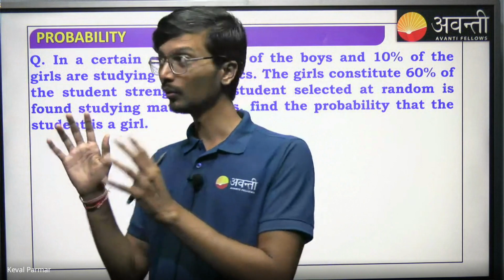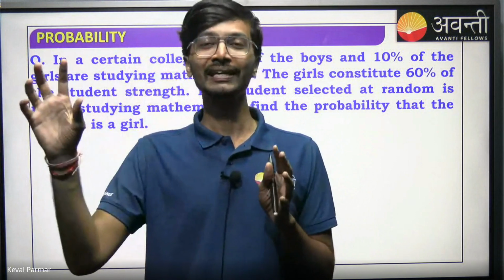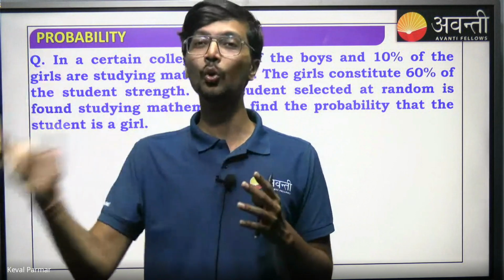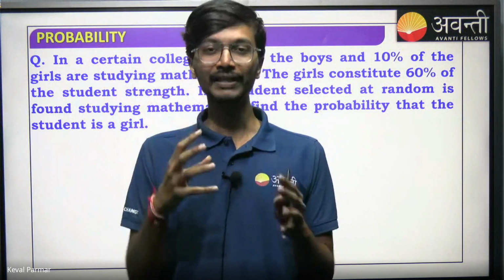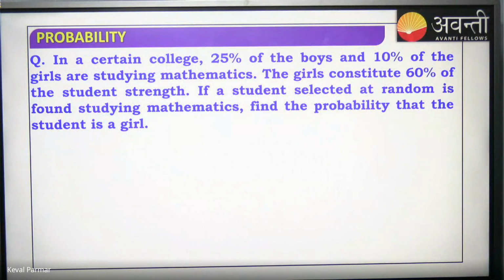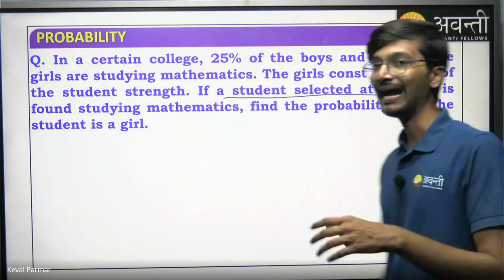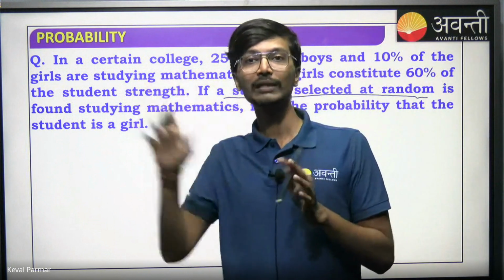Okay, so let's look at the question here. In Bayes theorem, the outcome is already known. That is the main point of Bayes theorem. We know the outcome. Okay, let's see the question here. In a certain college, 25% of boys and 10% of girls are studying mathematics. The girls constitute 60% of the total student strength. If a student is selected at random, now see, a student is selected at random, and normally the question ends here.